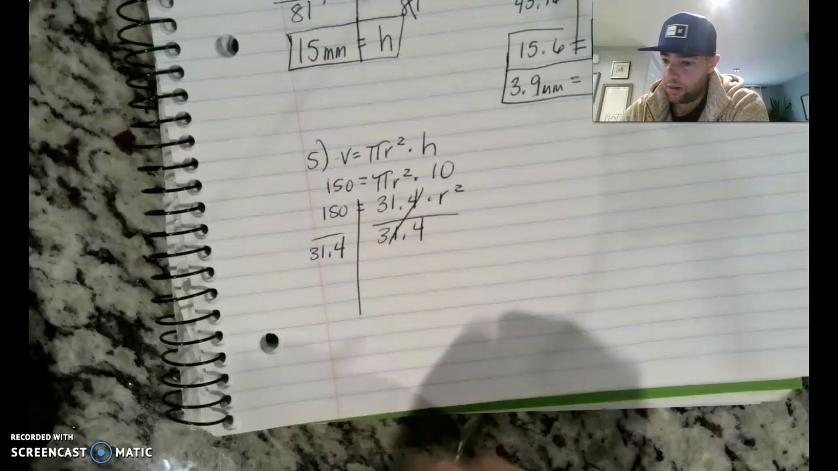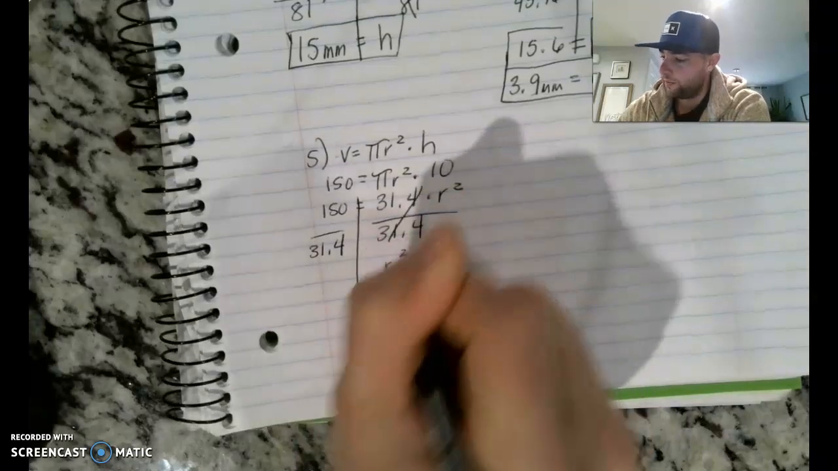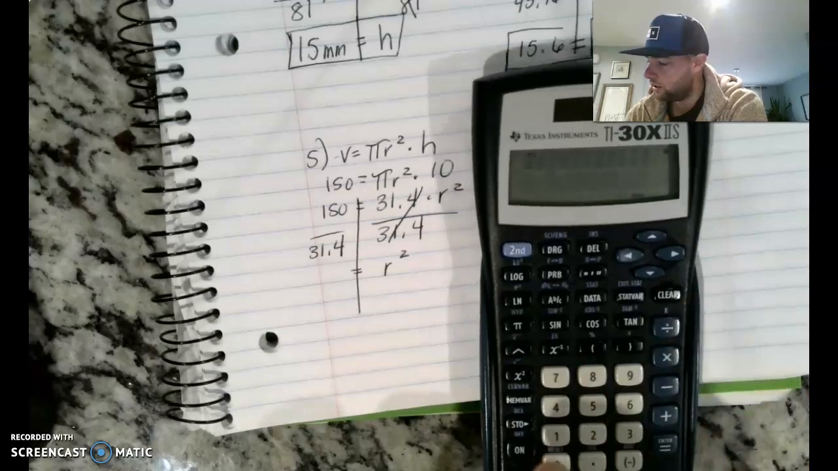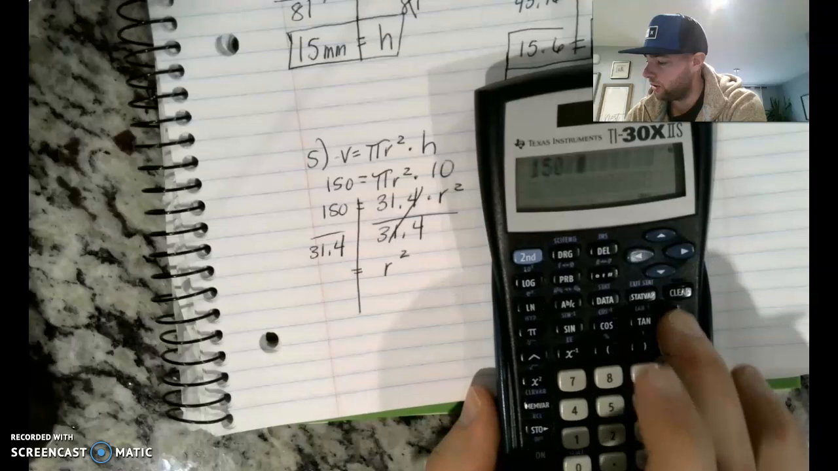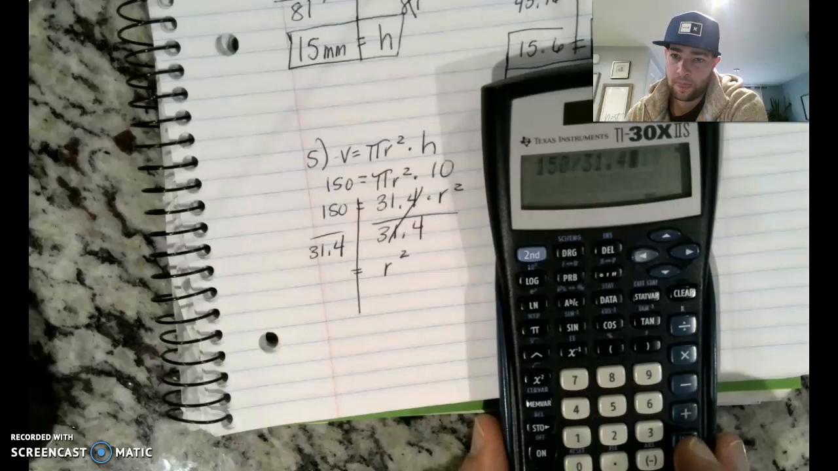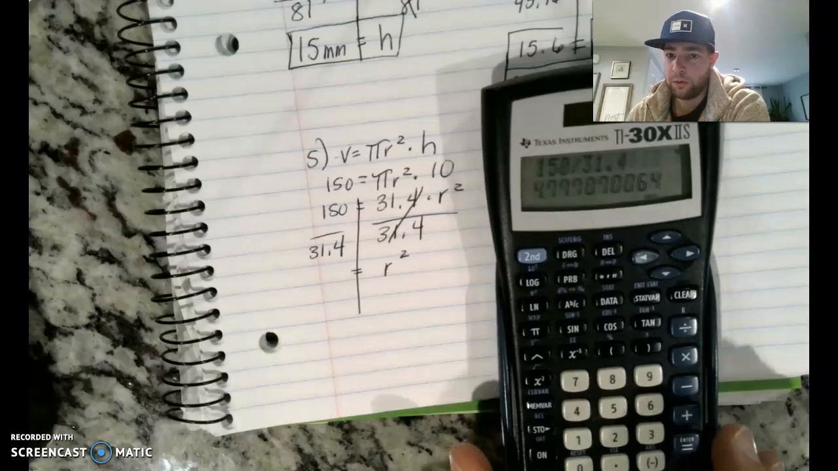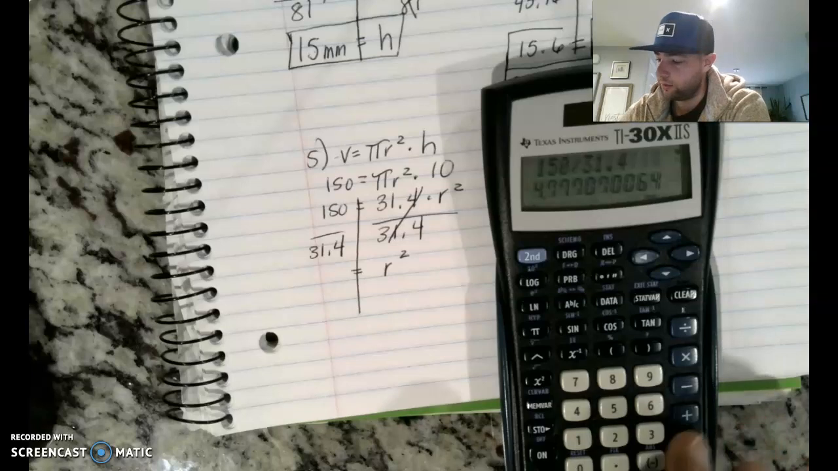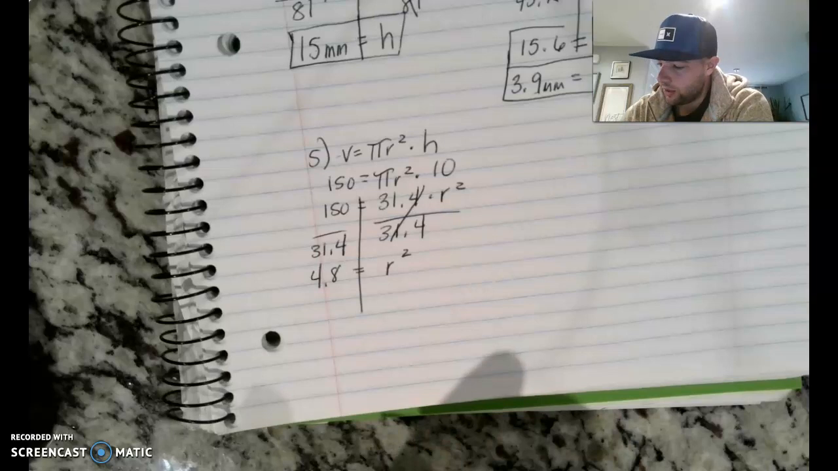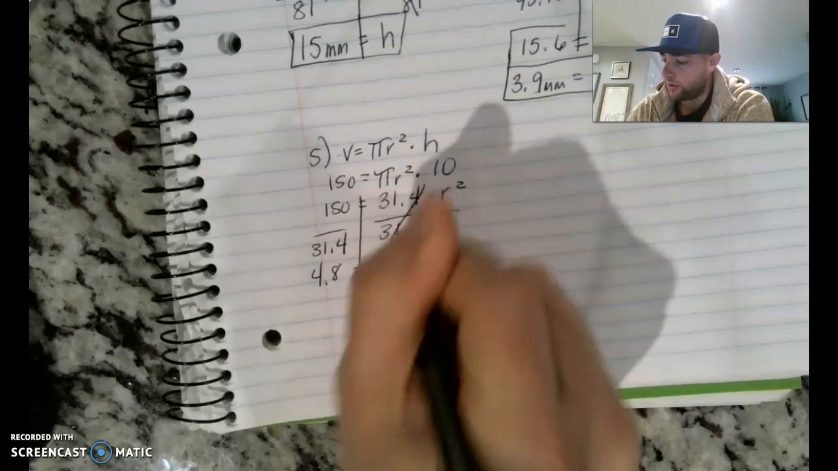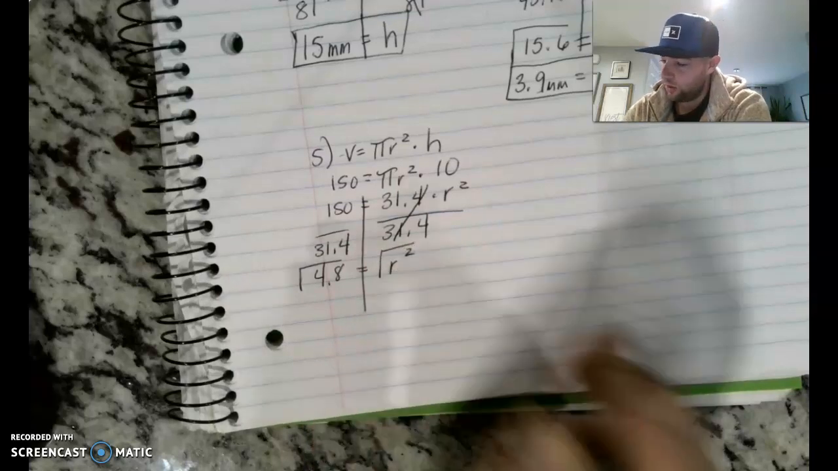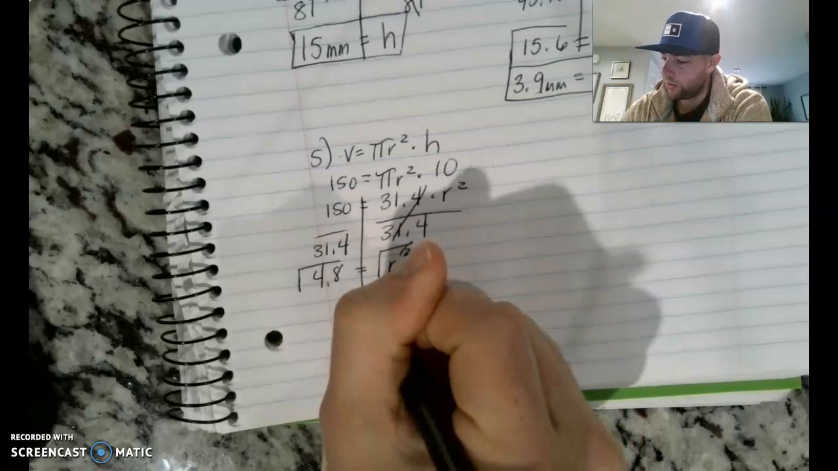Bring down radius squared equals, in my calculator, I have 150 divided by 31.4. Looks like we get about 4.8. So I'm going to bring down 4.8. And then we're going to take the square root of both, because radius squared, we know the inverse of squaring is to take the square root. Show what cancels. Bring down radius equals, and then square root.